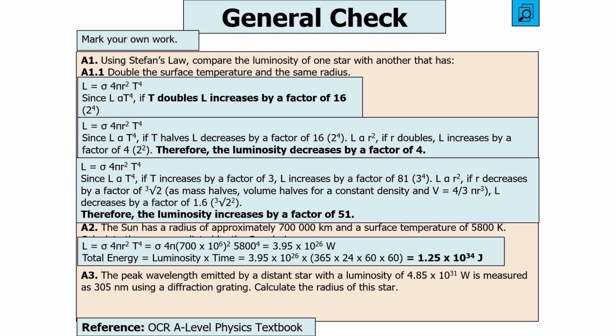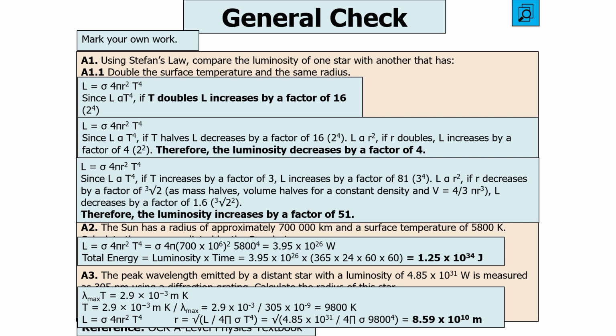Okay, you pop in all the values, you work it through, and you get 3.95 times 10^26 watts, because the luminosity, the brightness, is the power. So the power is equal to energy over time. So energy is power times time, or luminosity times time. So we multiply the luminosity value by the time in 1 year. We work out the number of seconds in the year to do that, so we get 1.25 times 10^34 joules.